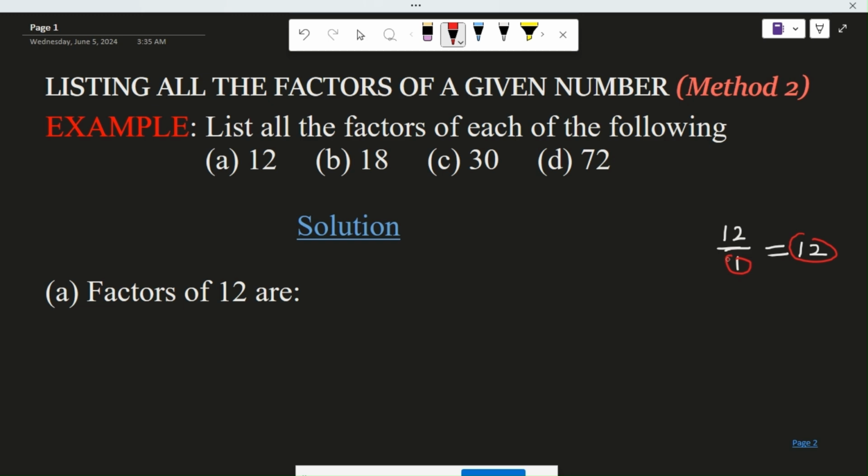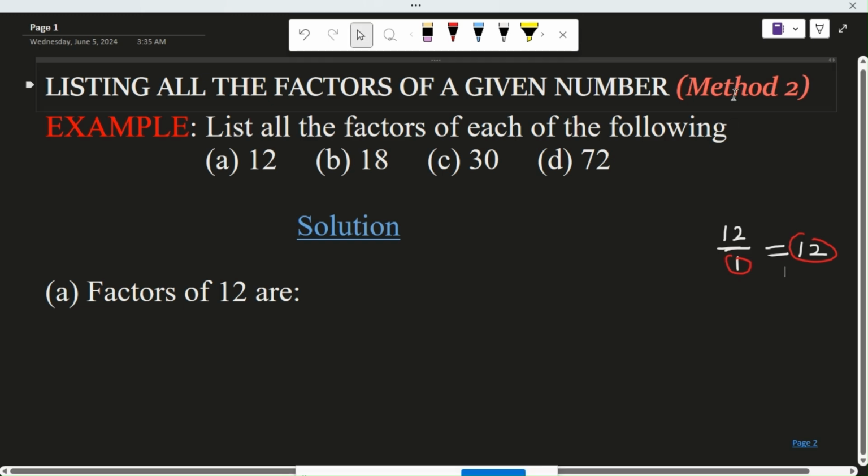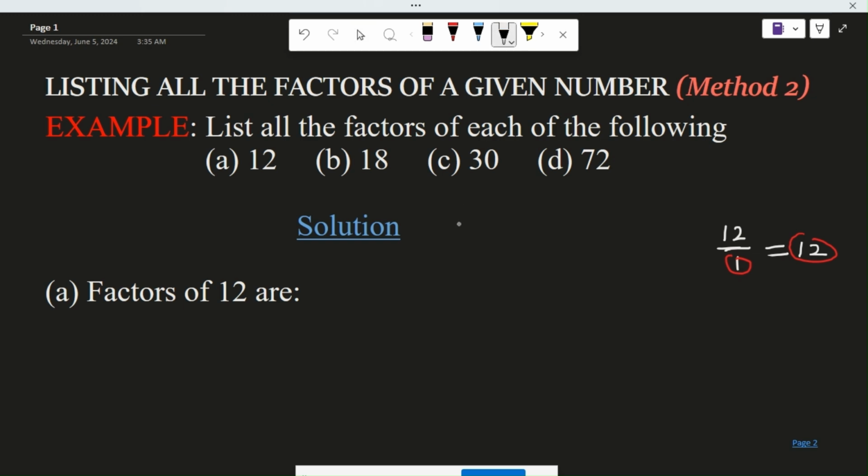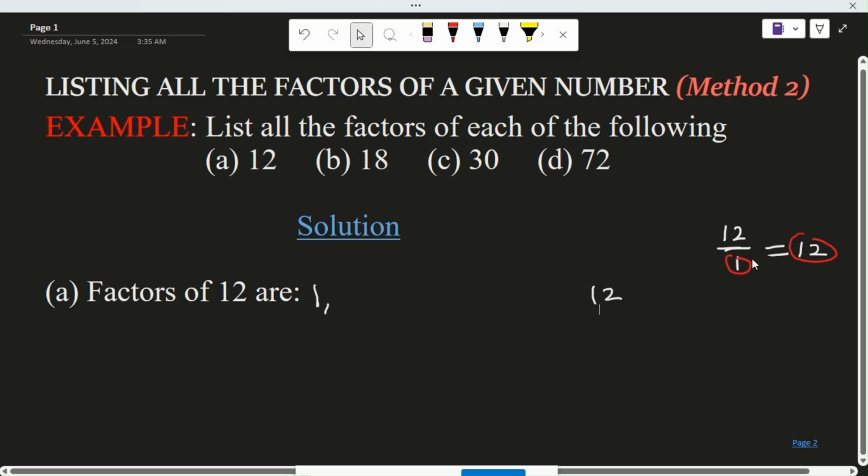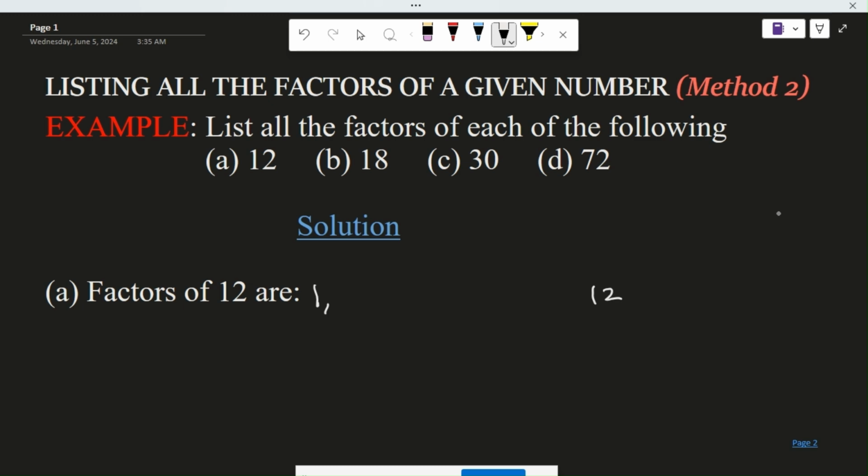So in this case now, we have our first two numbers, which are 1 and 12. I'll keep the 12 here. Having said that, let's move to the next one. Let's try another number. After 1, we have 2. Let's check if 2 divides 12 successfully without leaving a remainder. So we have 12 divided by 2.